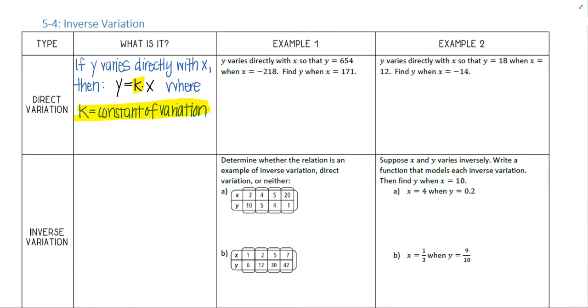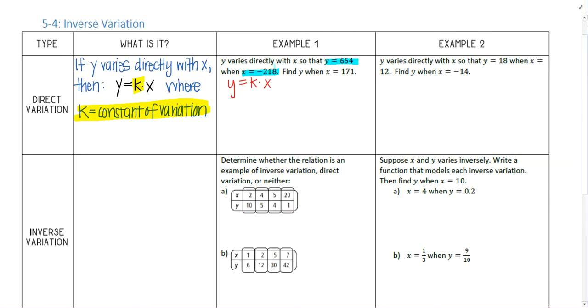So let's look at a couple of examples. Example 1. Y varies directly with x so that y equals 654 when x is equal to negative 218. Find y when x is 171. So the first thing you want to do is write the equation y equals k times x. Second thing we want to do is use the x and the y that were given to help us find k.